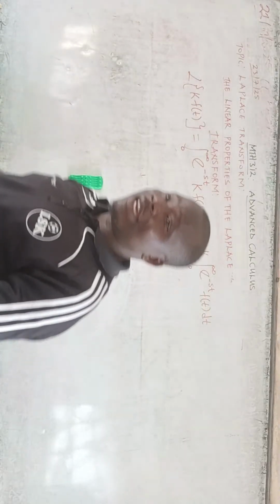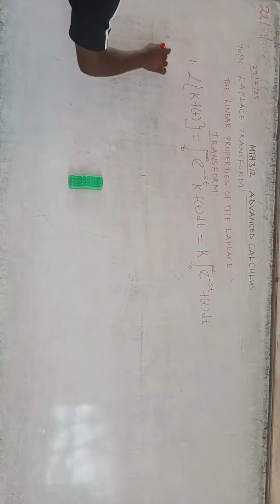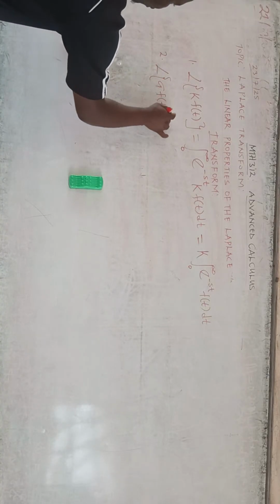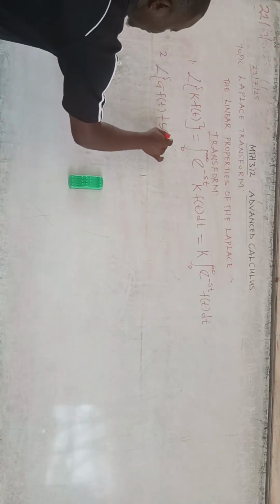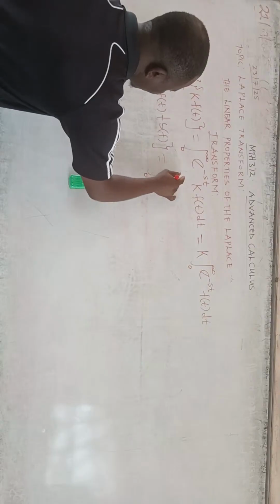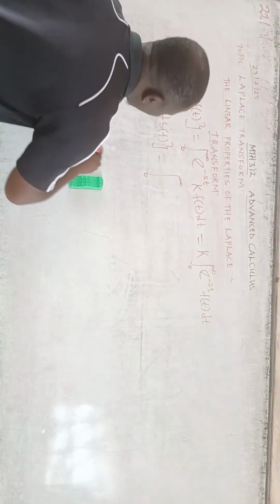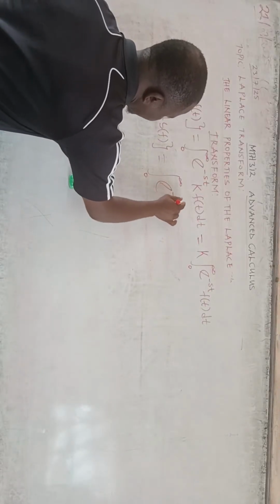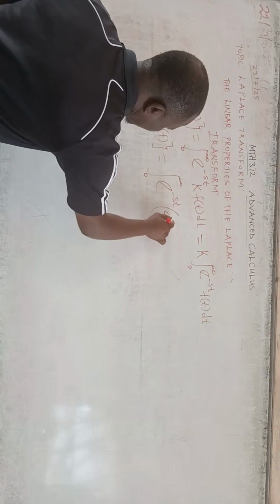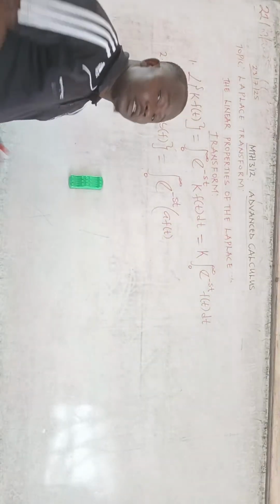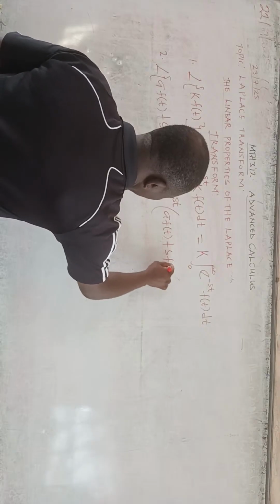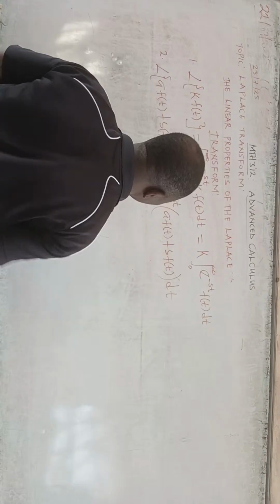Then likewise, if we have Laplace of a f of t plus b g of t, this is the same thing as integral 0 to infinity exponential minus st, open brackets, a f of t plus b g of t, dt.